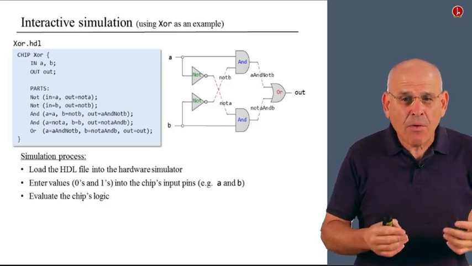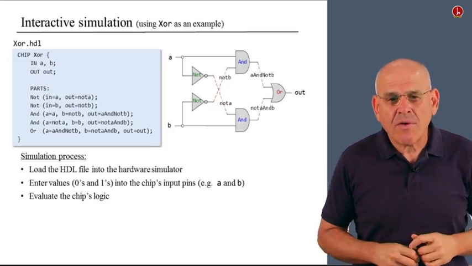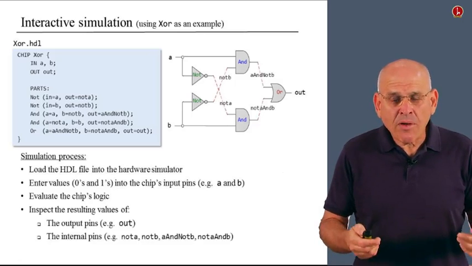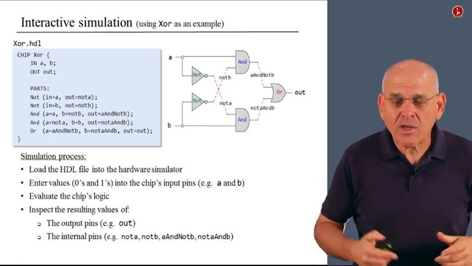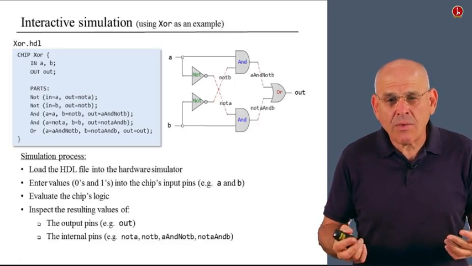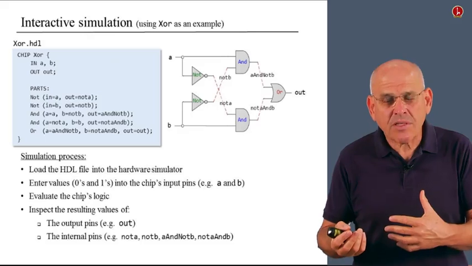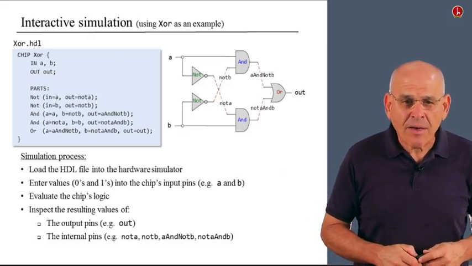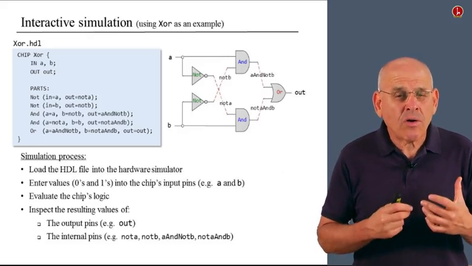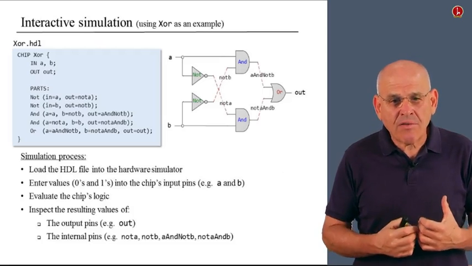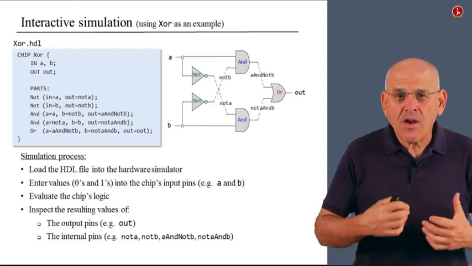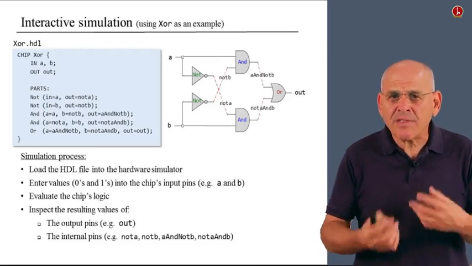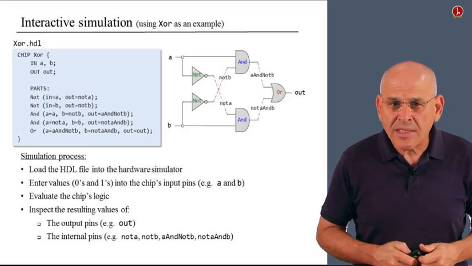And at some point, something will come out from the output pin of the chip. So at that point, we can inspect what actually materialized. We can observe the outputs of the chip, in this particular case, the value of the out pin. And if we want, we can also inspect the values of the internal pins, pins like not B, not A, and so on. And the simulator gives us all these nice capabilities.